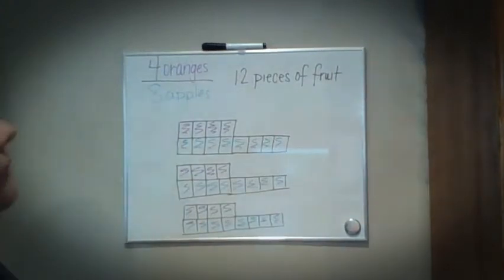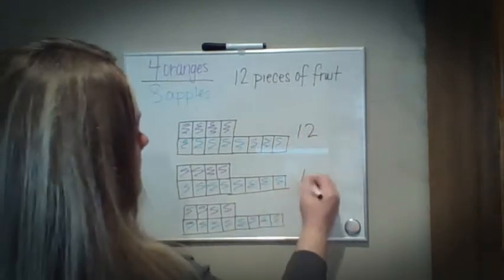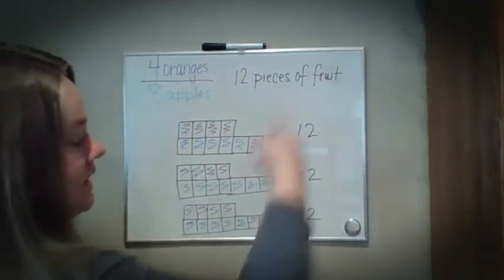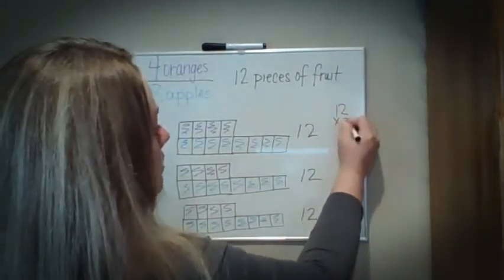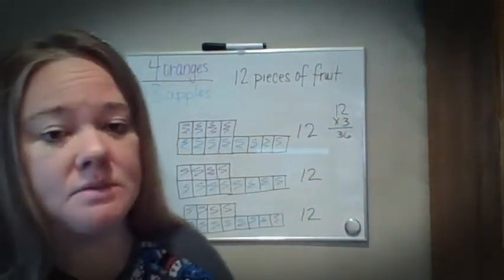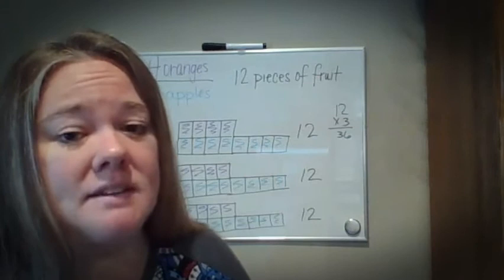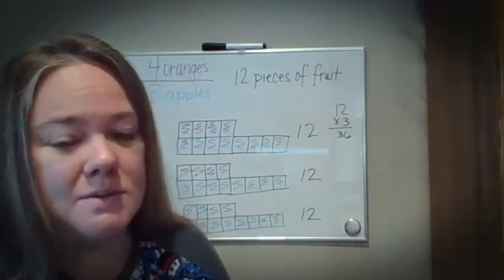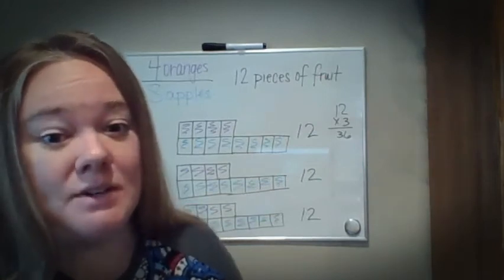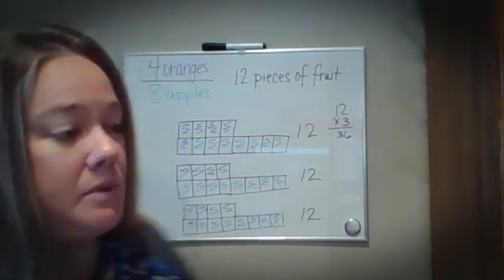So I know that I had 12 pieces of fruit here, and I also had 12 pieces of fruit here, and I also had 12 pieces of fruit here. So 12 times 3, or 3 groups of 12, is 36. And that's what I wanted. I wanted 36 apples and oranges all together. So now what I have to do is look at the question. The question says to find the number of oranges. So it doesn't really matter if I can find the number of apples, other than the fact that I need to in order to find the number of oranges. But my answer is just going to be related to oranges. So that's what I'm going to count.